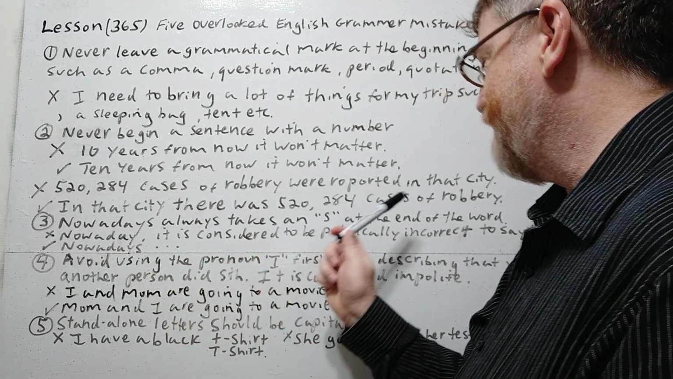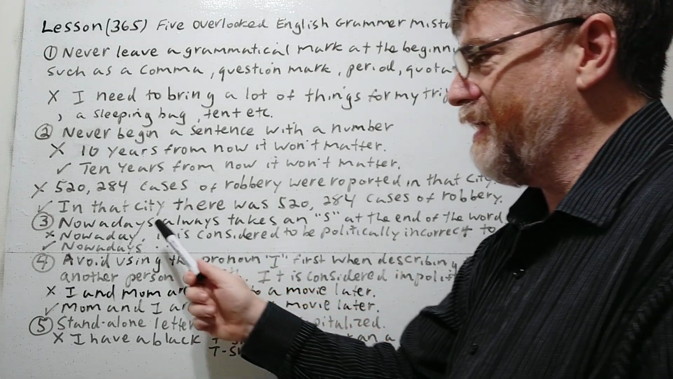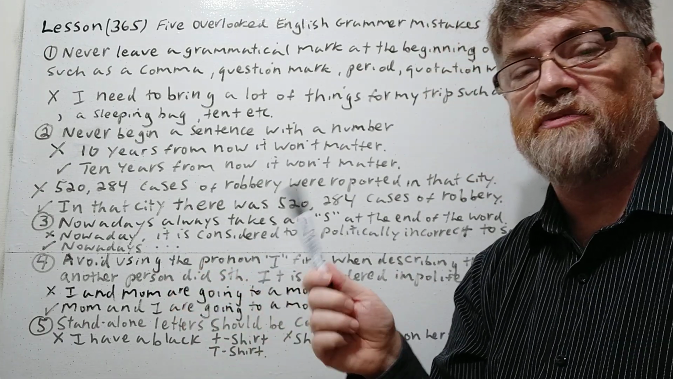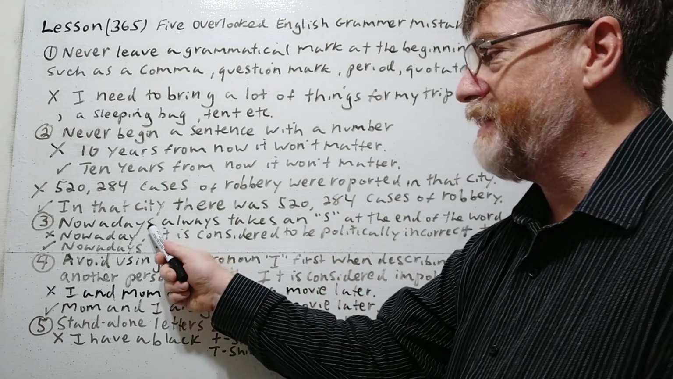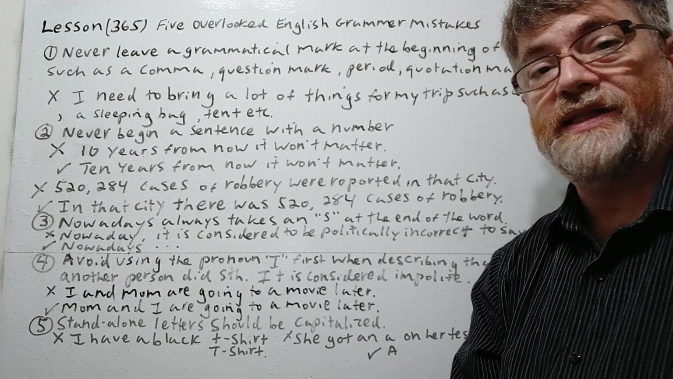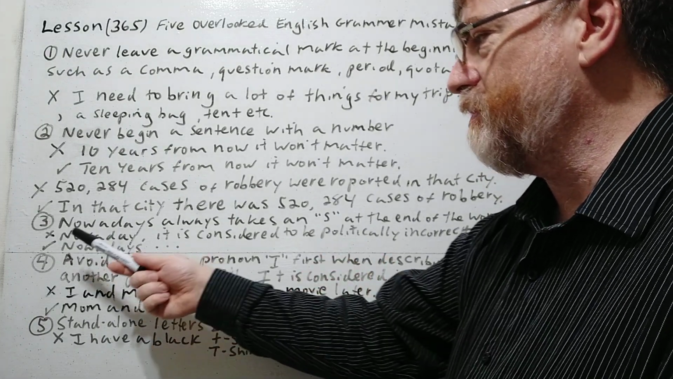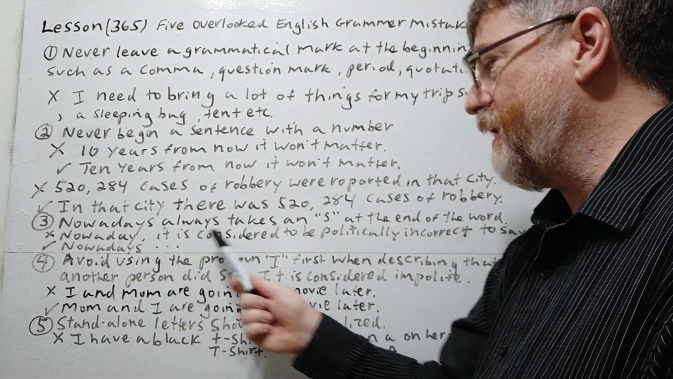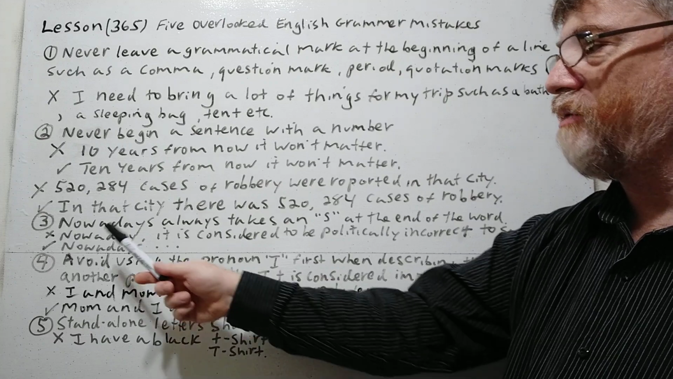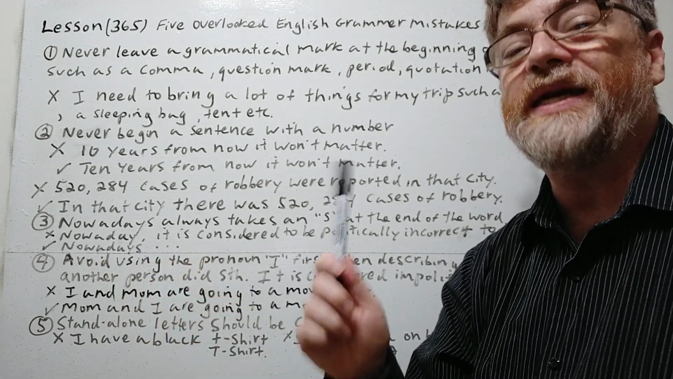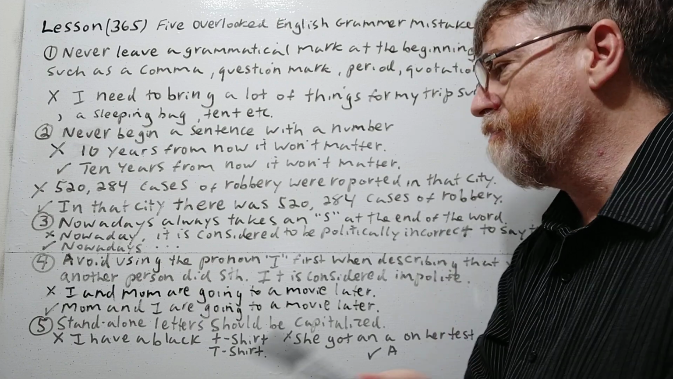Nowadays always takes an S at the end. A native speaker probably wouldn't do that. But I'm surprised at how many times I've corrected papers by ESL students. They just simply forgot the S at the end, and they just say nowadays. That's never right. So again, here with the X, this is wrong. Nowadays, it is considered to be politically incorrect to say that. Of course, you have to say, with the check here, nowadays, with an S at the end. So don't forget that. That's a simple one.